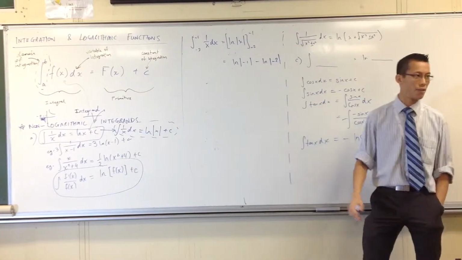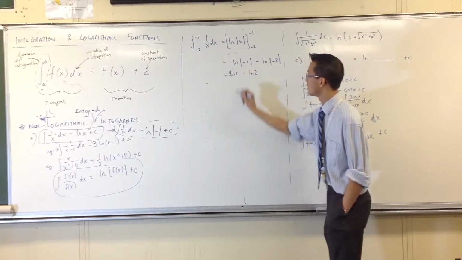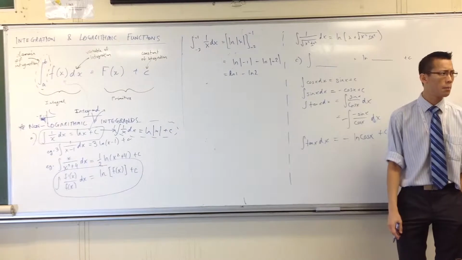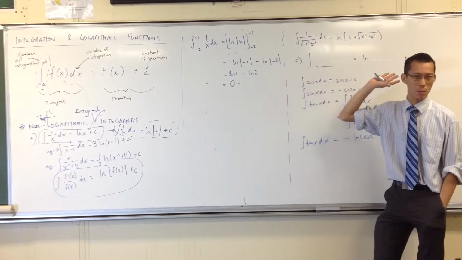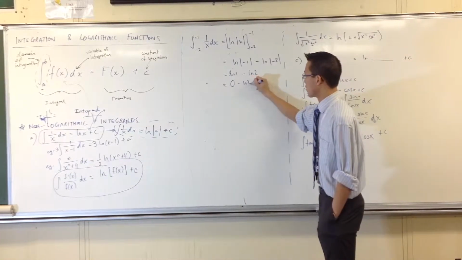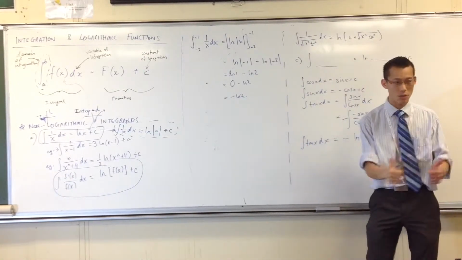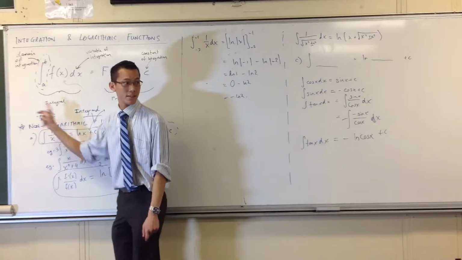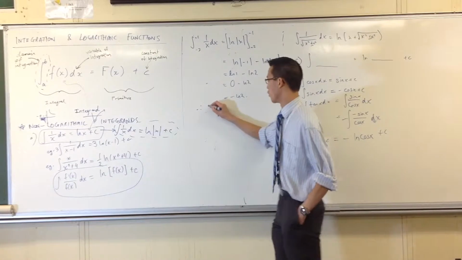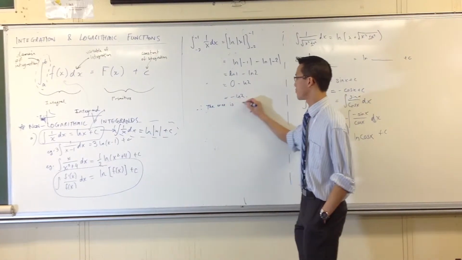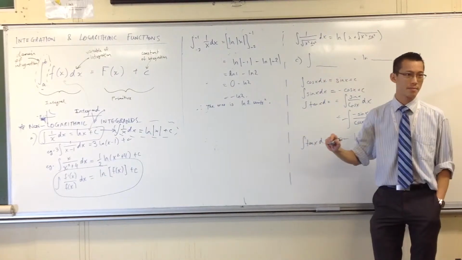What's the log of absolute value of -1? That's the log of 1 minus the log of 2. What's the log of 1? It's just 0, isn't it? Minus, this is 0.693, or something, whatever that is. So this is good, we got the negative that we expected. But now if I'm interpreting this in terms of area, I have to say, therefore, the area is log 2 units squared. And you've got to say that.